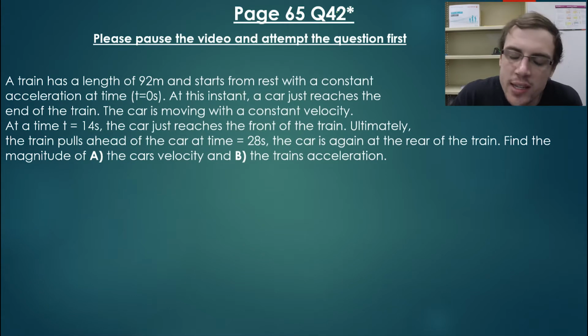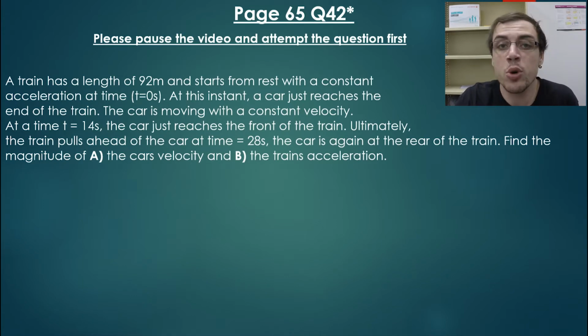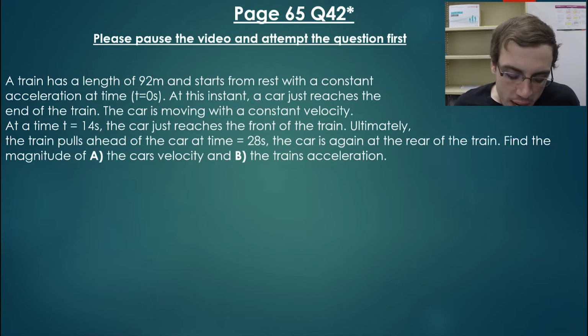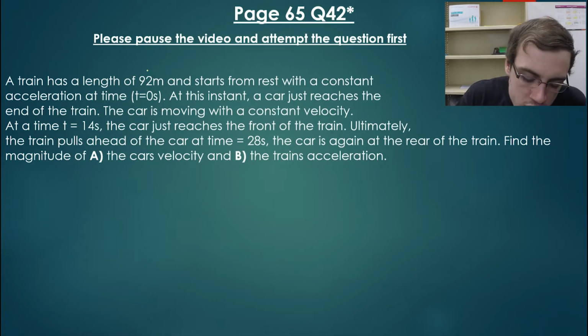So this is one of our challenge questions here. I highly emphasize looking at the lecture questions first, then the earlier questions in the textbook before moving on to this one. So we have a train that has a length of 92 meters, and it starts from rest with a constant acceleration at time t0.